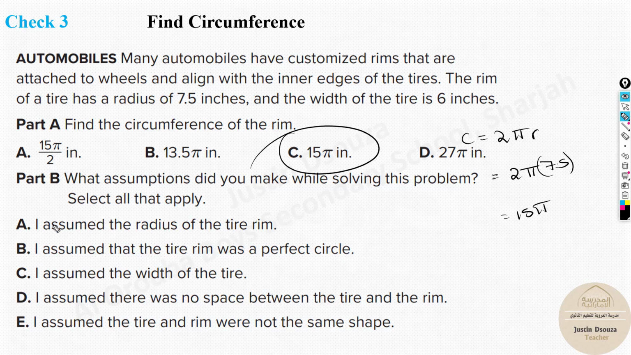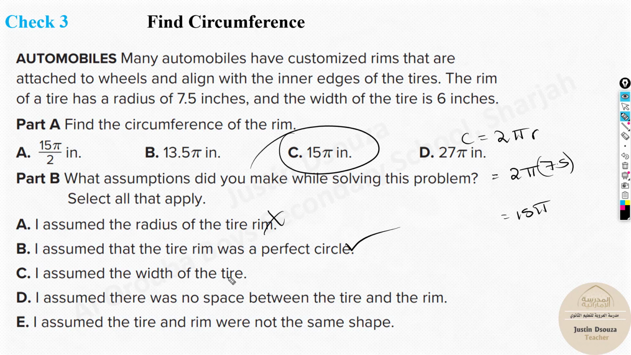Let's see part B. What assumptions did you make while solving this problem? Select all that apply. Now let's look into all the options. I assume that the radius of the tire, no, we did not assume the radius. The radius is already given and we can't assume radiuses directly. I assume that the tire rim was a perfect circle. Yes, because we use C is equal to 2 pi r, which is the circumference formula of a perfect circle.